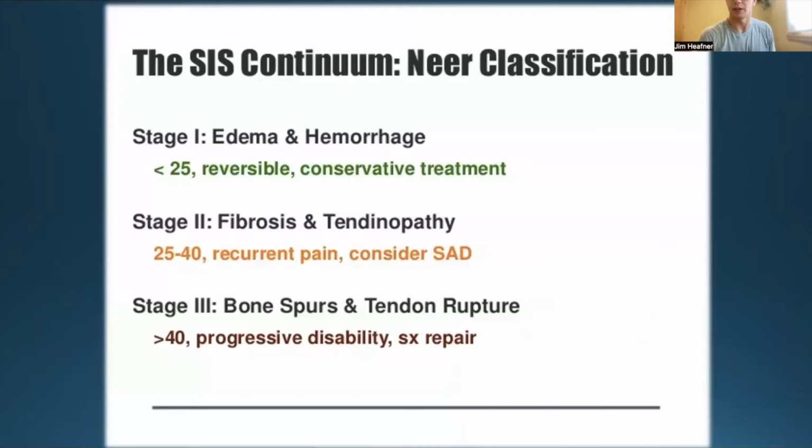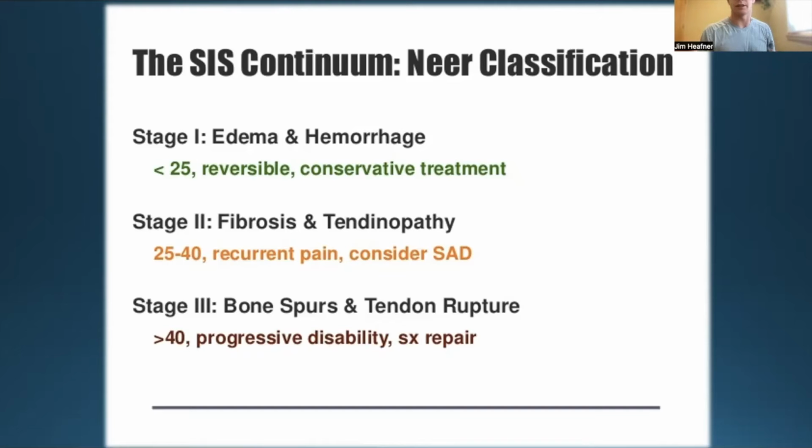Neer created a classification for subacromial impingement syndrome. In stage 1, you're going to see edema and hemorrhage. These are usually in younger people, and it's often reversible with conservative treatment. If that progresses into stage 2, that's where we're going to see fibrosis and tendinopathy, so an overuse of those structures that are getting pinched in the space. This occurs as someone gets slightly older, 25 to 40 years old. They're going to be having recurrent pain. They may or may not do well with physical therapy, and at that point, you may consider a subacromial decompression.